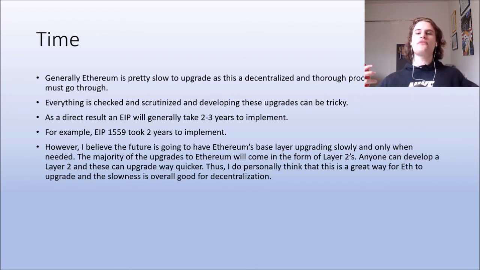This is because all of these layer 2s do need to submit batches of transactions onto the Ethereum mainnet, and as a direct result, all of the Ether holders will get all of that value. This is great for Ethereum in the long run. So, overall, I believe that most of these upgrades are going to be coming on top of these layer 2s, and this is good for the Ethereum mainnet.